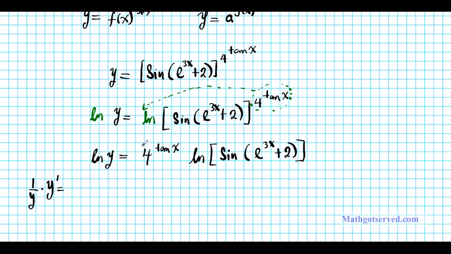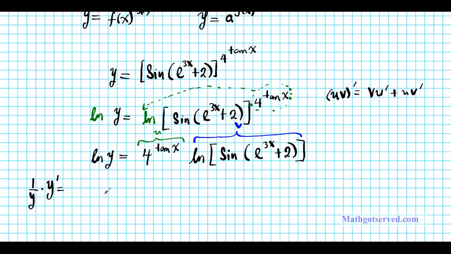We have the product of two functions. The first function, 4 to the tan x, we can call that u. And the second function, we can call that v. To find the derivative, we're going to use the product rule. So we know what the product rule is: (uv)' is equal to v u prime plus u v prime. So there goes your product rule.